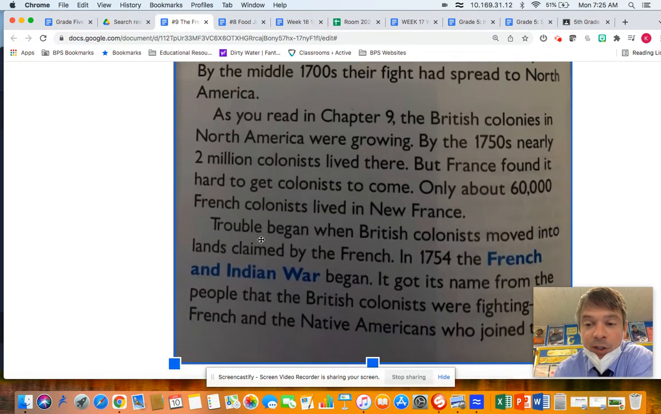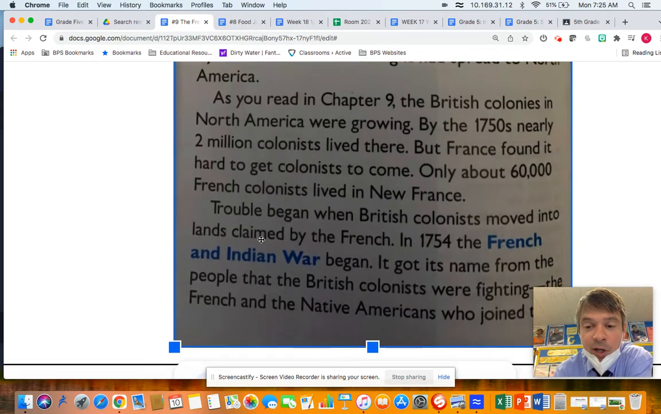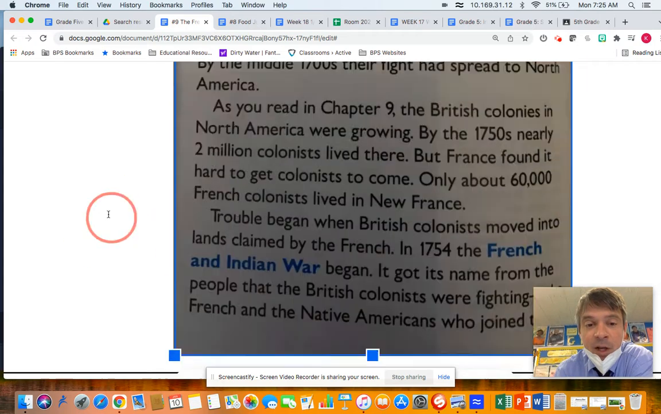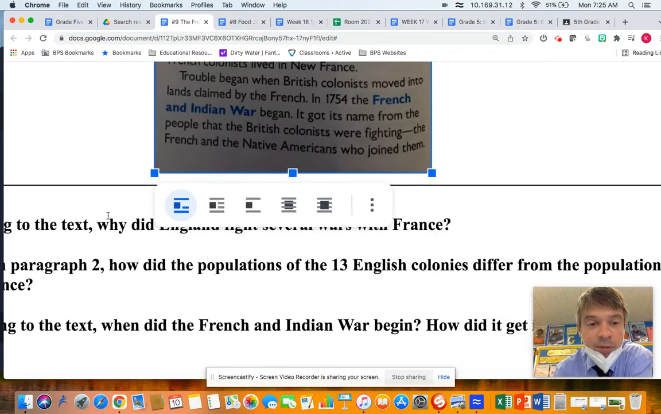Trouble began when British colonists moved into lands claimed by the French. In 1754, the French and Indian War began. It got its name from the people that the British colonists were fighting, the French and Native Americans who joined them. This is right from your book, and I'm going to need this to answer some text-dependent questions.